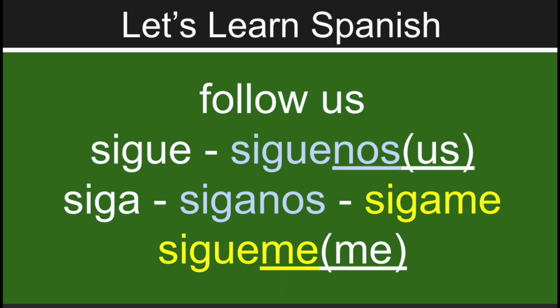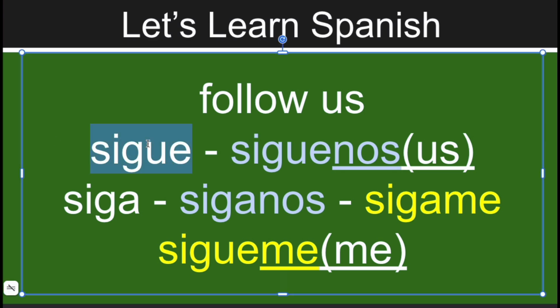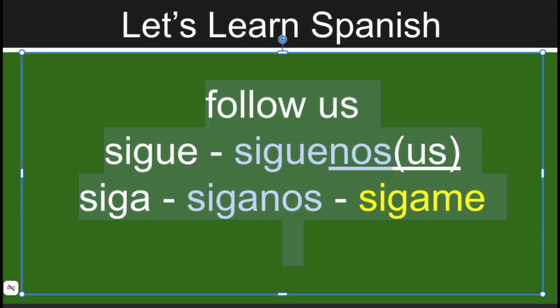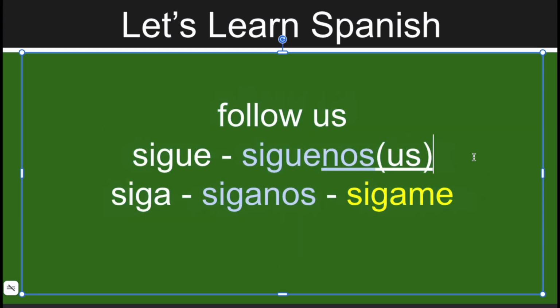Follow us. Síguenos. Sigue is for you. Personal. Síguenos. You, a friend. Síguenos. Sígueme. You, a friend. Sígueme. And here is formally. I don't know you. I respect you. Sígame. Síganos. Remember nos. Follow us. You, that I don't know. Follow me. Sígame. Sígueme.